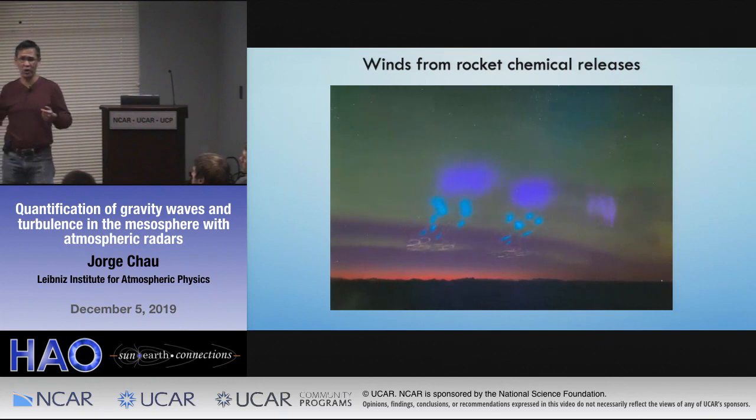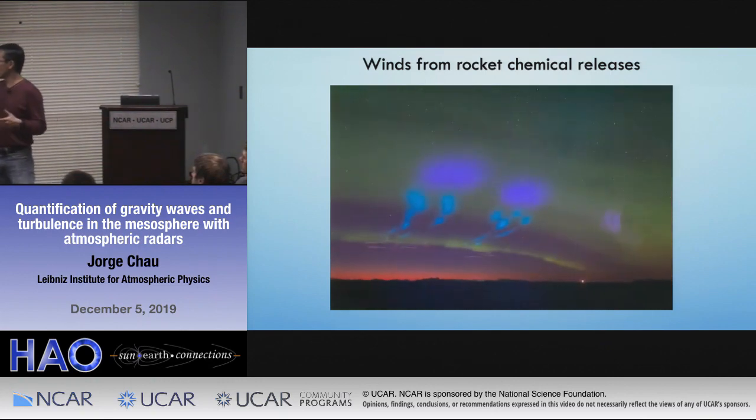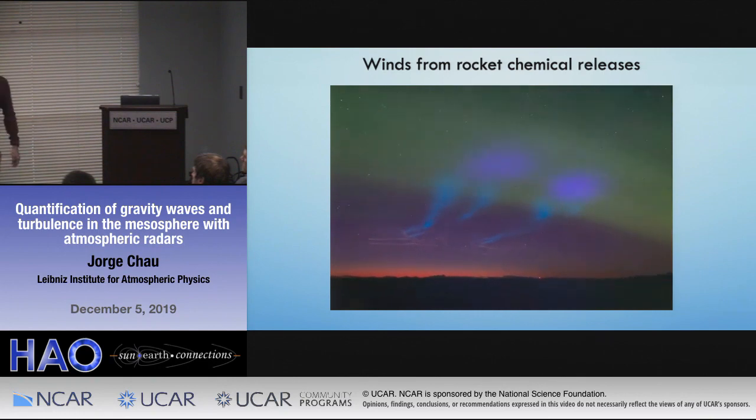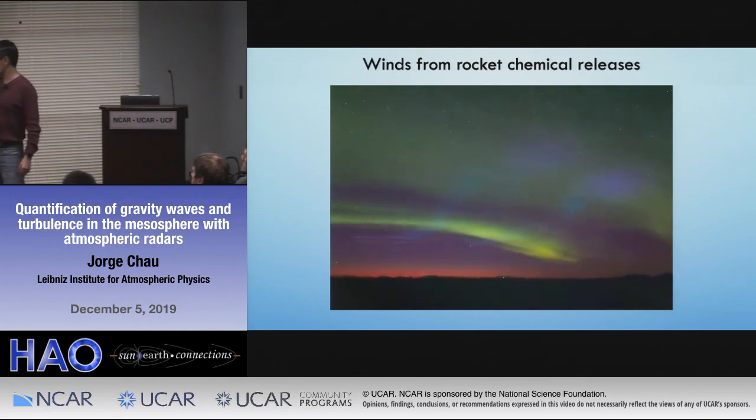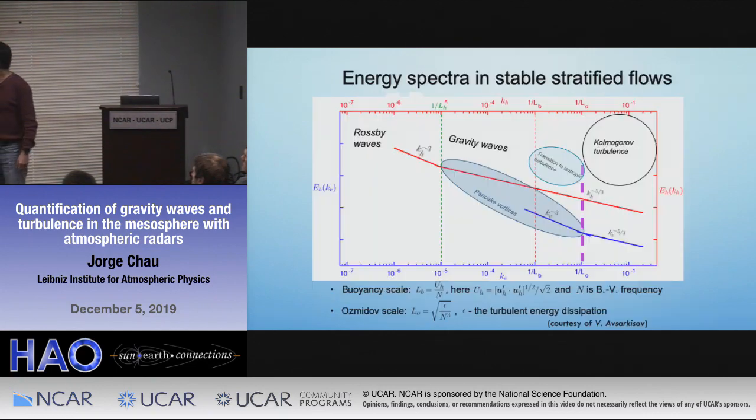So we launch many rockets, we have cameras on the ground, we can see the dynamics. And from the dynamics, then we can do correlation studies, spectrum studies, structure functions studies, and so on. So that region is very interesting in terms of dynamics. It's the boundary between the space and the neutral atmosphere.